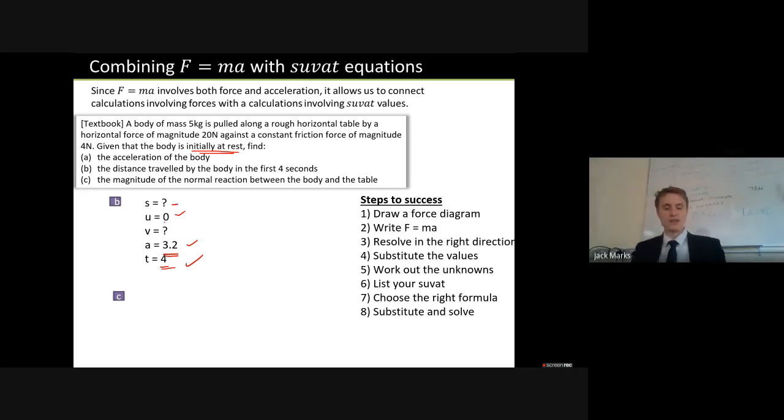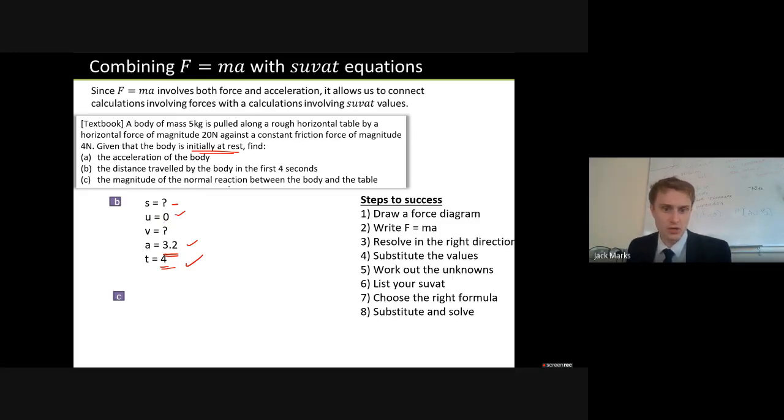Okay, so things about forces turn into SUVAT questions because acceleration's involved. And if the acceleration is constant, and the acceleration will be constant if the forces are constant. Okay, if the acceleration is constant, you have SUVAT equations.